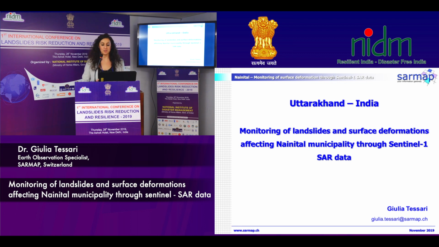And here we are presenting work that has been running over one of the main landslides that are affecting Uttarakhand state in India. So I'm presenting what we have done thanks to a project supported by the Swiss Development Cooperation. Switzerland is investing a lot of money on supporting the Indian government and ministry with new technologies and trying to integrate the expertise from Switzerland with the local expertise in India.